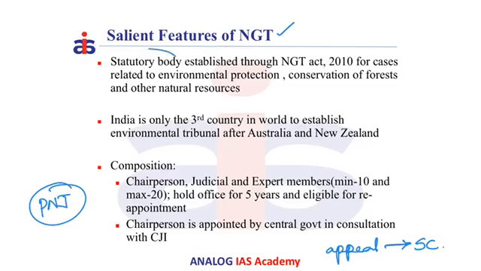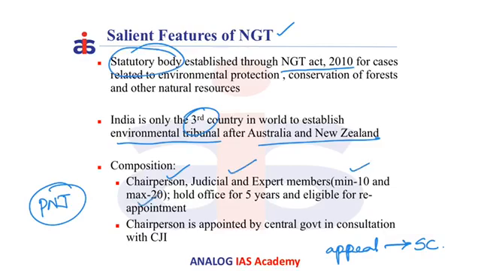It is a statutory body established under the National Green Tribunal Act of 2010. India is only the third country in the world to have a separate environmental tribunal to deal with environment related cases after Australia and New Zealand. It comprises a chairperson, and judicial and expert members, that is a minimum of 10 and a maximum of 20 expert and judicial members in the NGT.